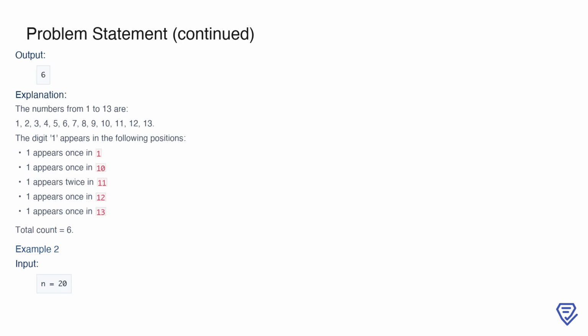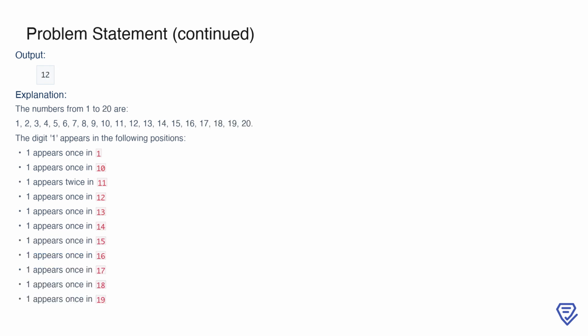Let's consider an example where n equals 13. The numbers from 1 to 13 are 1, 2, 3, 4, 5, 6, 7, 8, 9, 10, 11, 12, and 13. Now, if we count the occurrences of the digit 1, we see it appears in several places. It shows up once in the number 1, once in the number 10, twice in the number 11, once in the number 12, and once in the number 13. Adding these together, we find the total count of ones is 6.